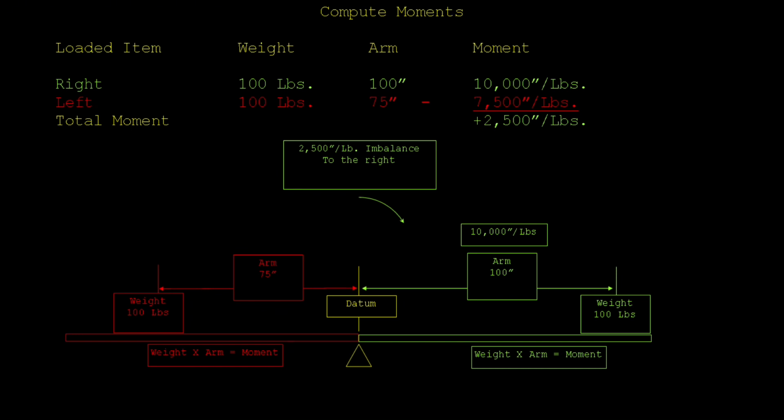Shifting weight to the left reduces the moment. It makes no difference if we move weight from the right side to the left or if we move weight from the left side farther left. The result is the same.